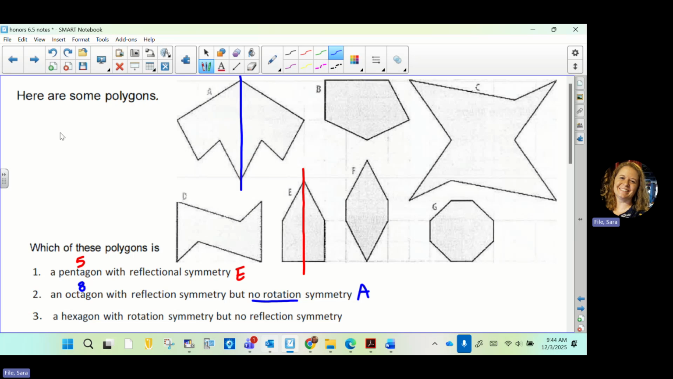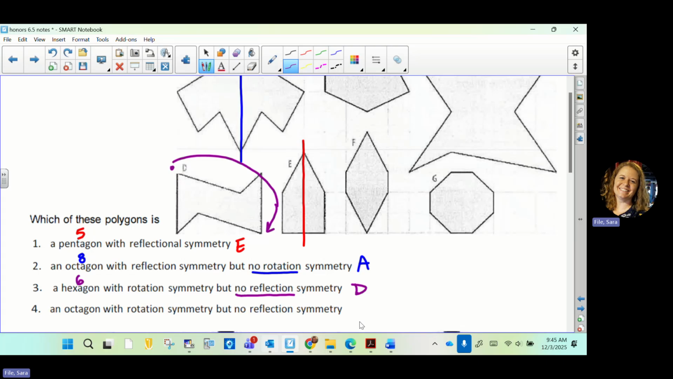Okay, which one's a hexagon? How many sides does a hexagon have? Okay, a hexagon with rotational, but not reflectional. C is an octagon. D, 1, 2, 3, 4. Yep, that's it. D, I could rotate 180 degrees, couldn't I? Like that. And it would look the same. So it was D.